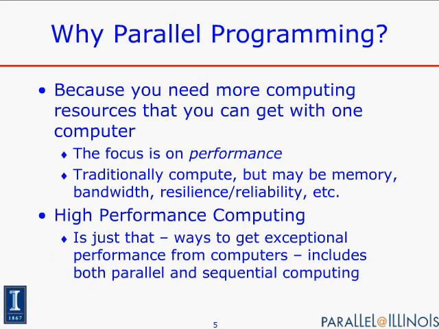And that has traditionally been in terms of the compute performance, but it might be other sorts of things that you're looking at. For example, disk systems often use parallelism to get more bandwidth performance. And you may also use parallelism to get more reliability in the presence of faults. And high-performance computing is really just that. This is ways to get exceptional performance from computers at all scales.